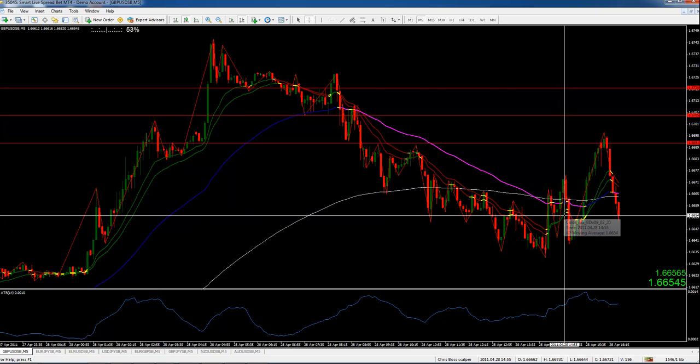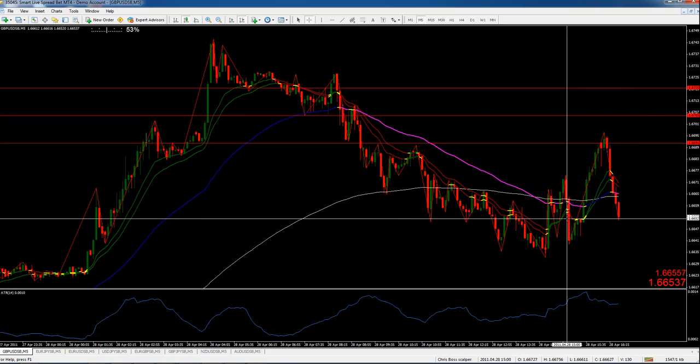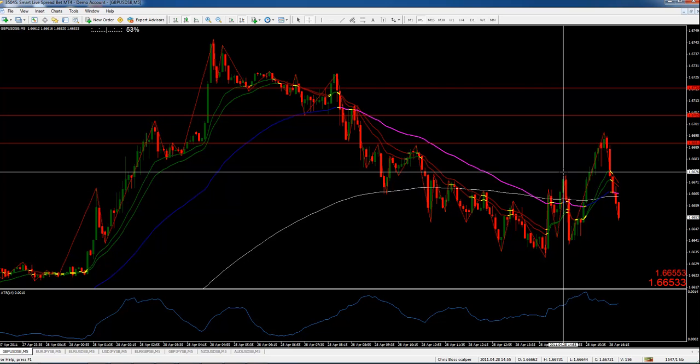Bear in mind we're looking at these two green indicators. I hope you can both see that. I hope you can see both of those. And this trade was stopped out at break even.